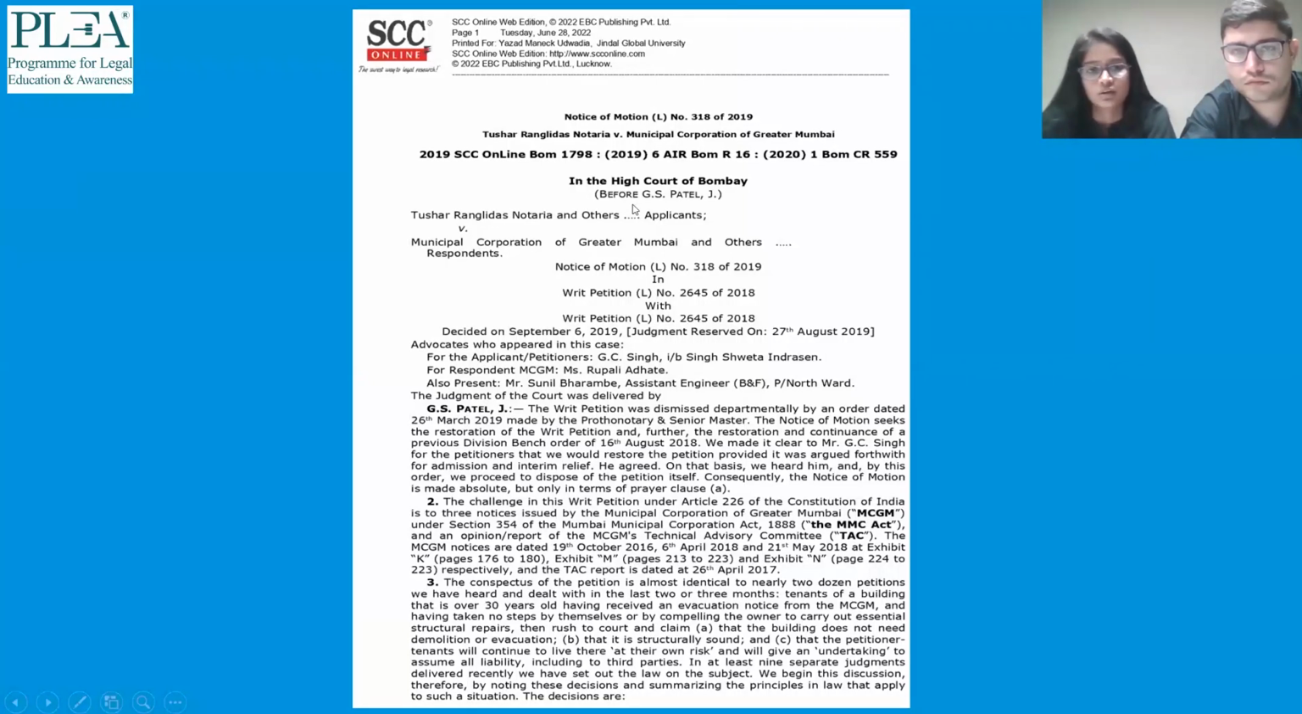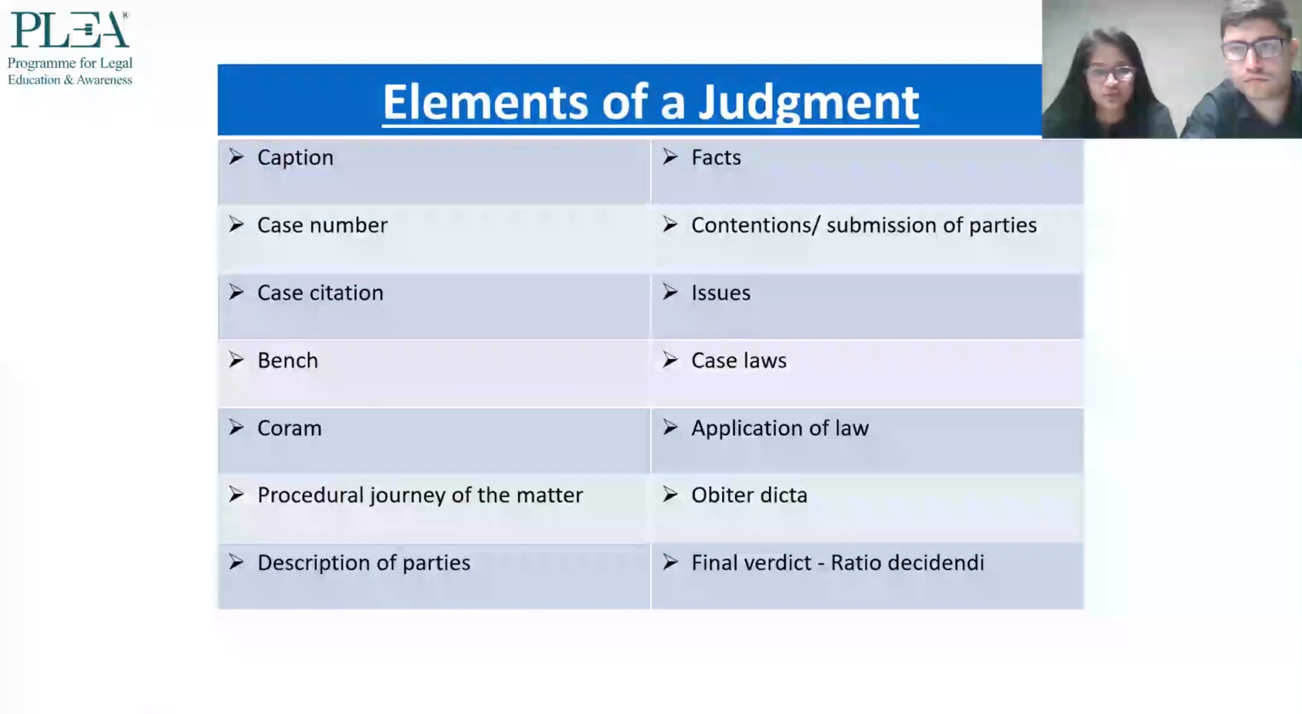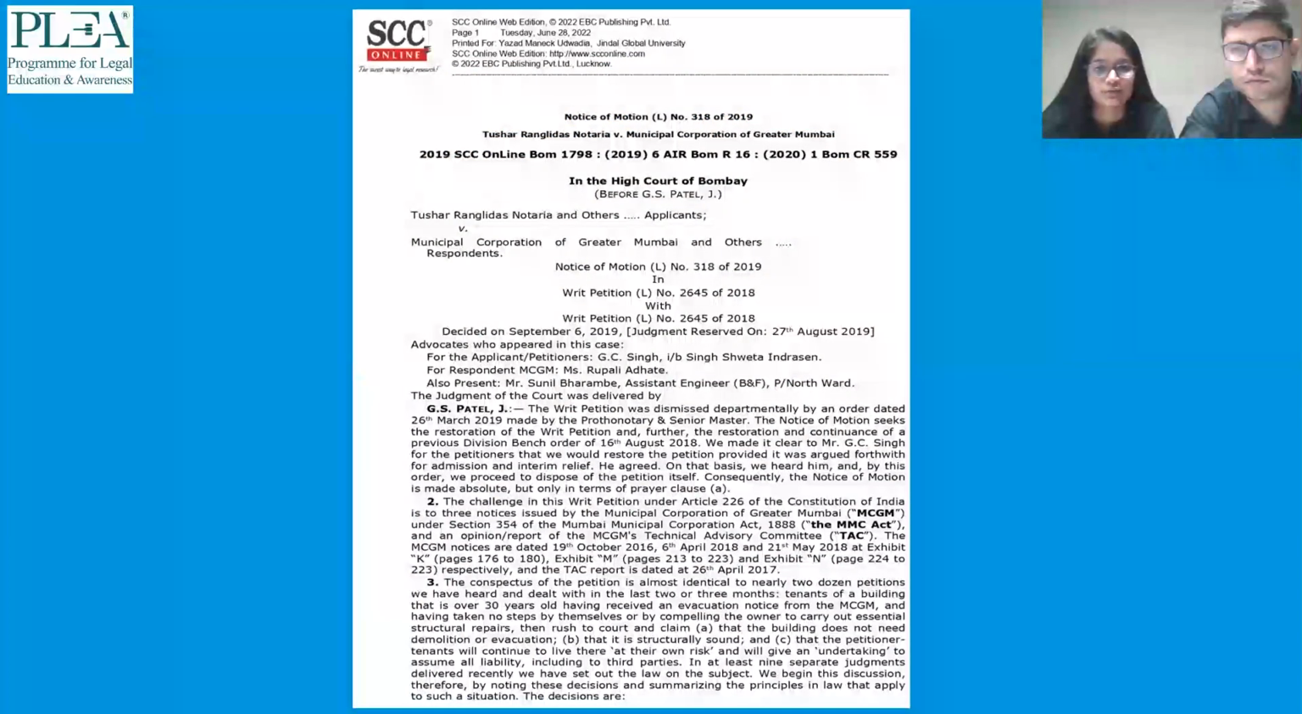Now, for different types of cases, for example, in civil cases, you will have the names of the parties as plaintiffs and defendants. For criminal cases, you will have a complainant and the accused. And supposing you're reading the judgment of an appeal, it will be appellants versus respondents. So that entire thing is called the caption of the judgment.